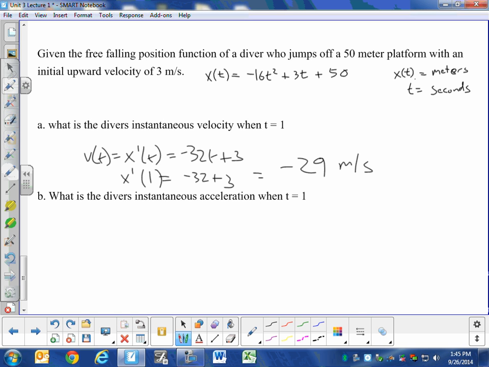We can find the instantaneous acceleration by finding the acceleration function, which will be just the derivative of your velocity function. Velocity function was negative 32t plus 3. Acceleration function would just be negative 32. Turns out your acceleration at 1 or at any value would be negative 32.